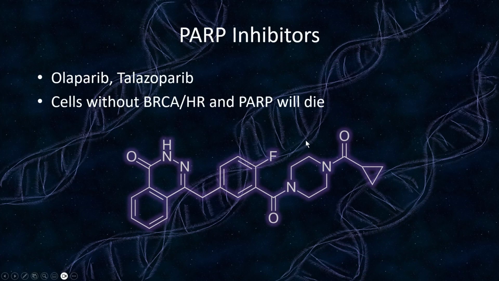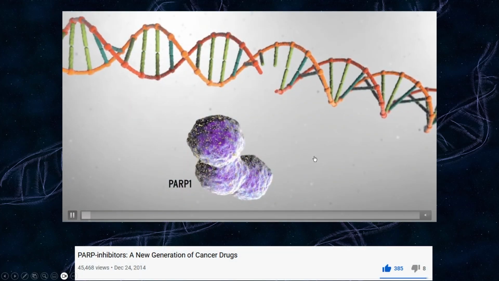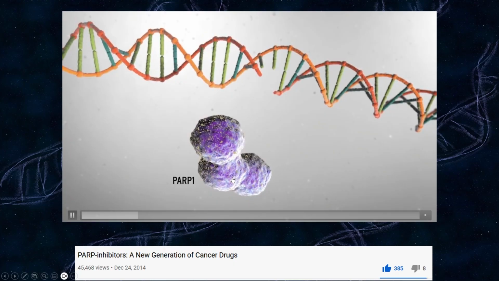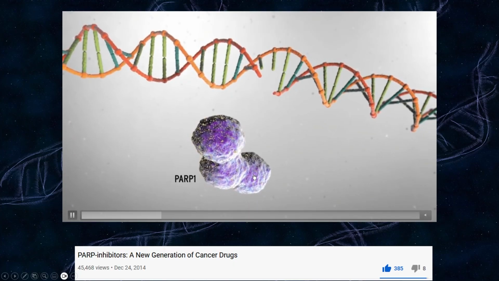So these PARP inhibitors have names like olaparib, talazoparib, and again the idea is the cells without BRCA or other HRR pathway proteins are going to die off. And there are small molecule inhibitors like that. So here's an animation I borrowed from YouTube. So we have a single strand break, and we have the PARP protein here.